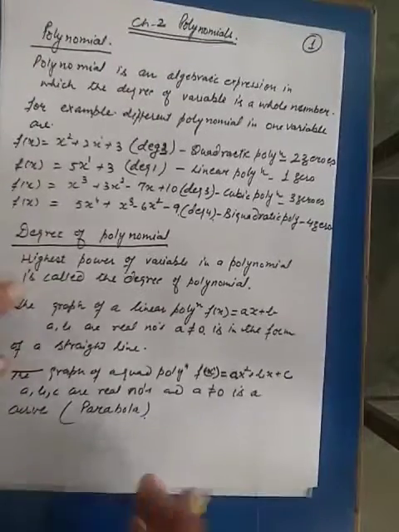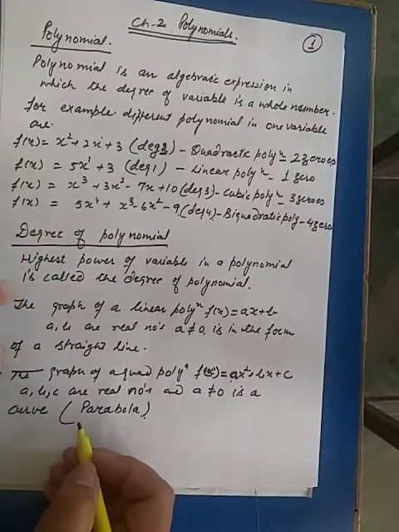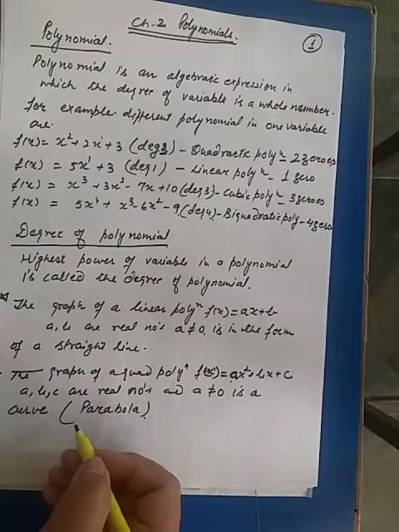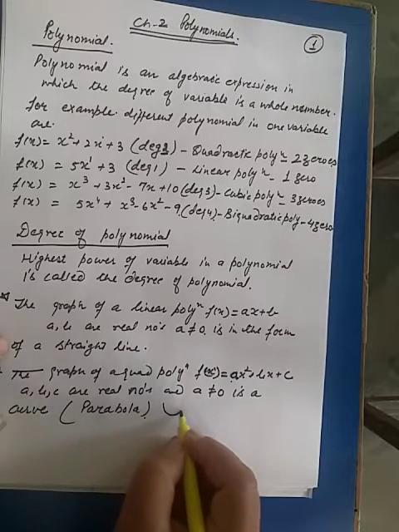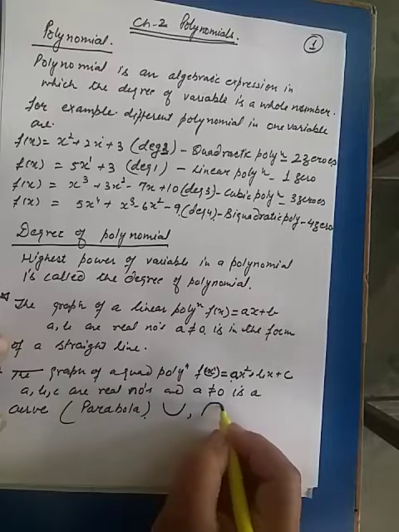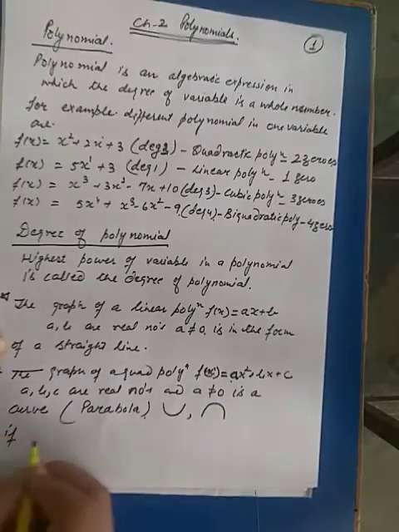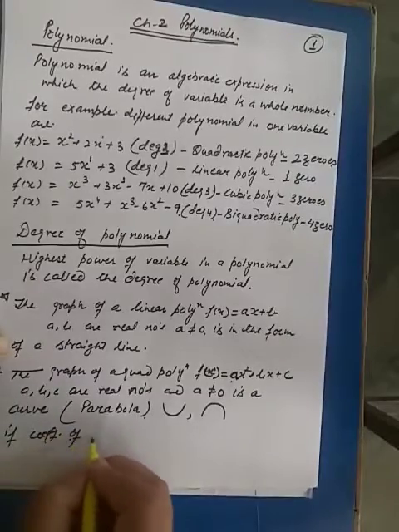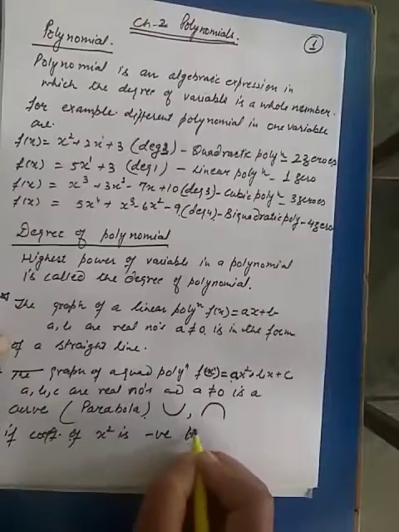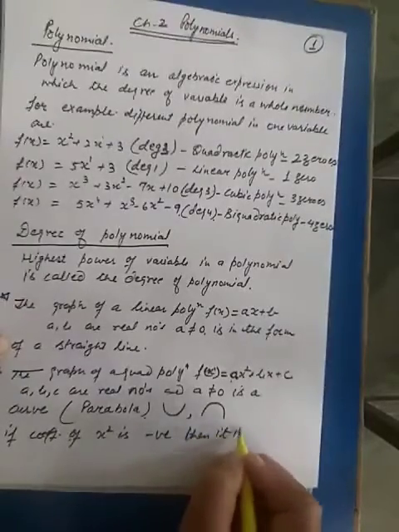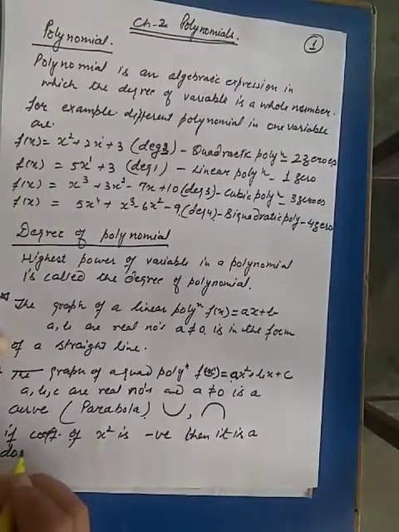And on the basis of a, we can decide whether it will be an upward parabola or a downward parabola. And the shape of the parabola is this or this one. If the coefficient of x square is negative, then it is a downward parabola.